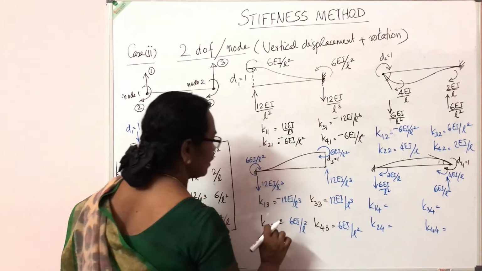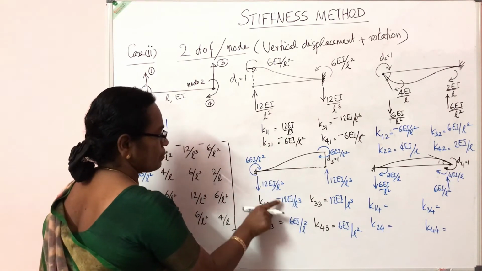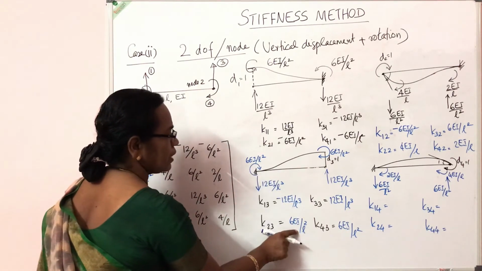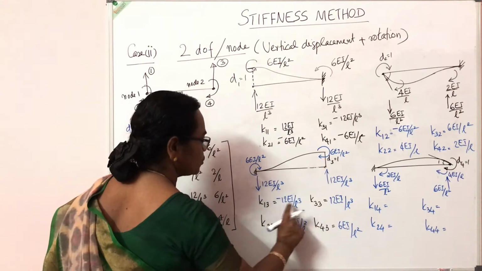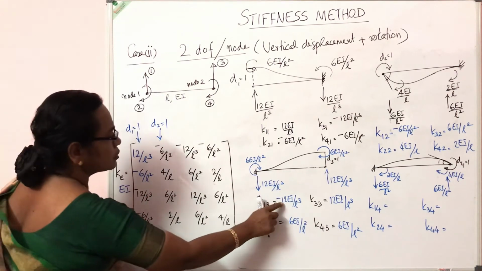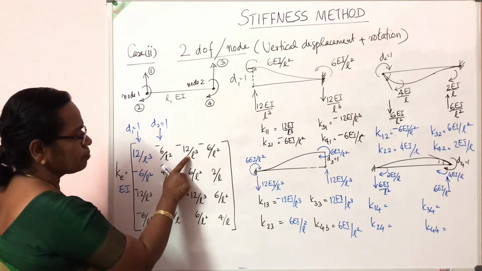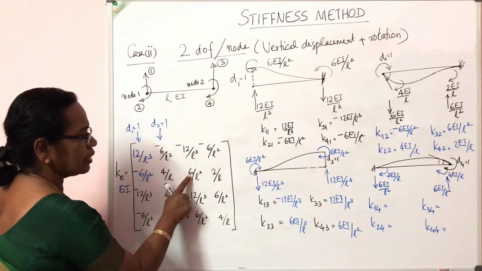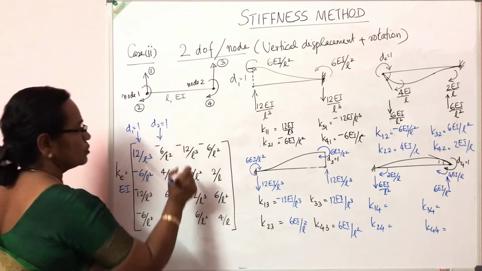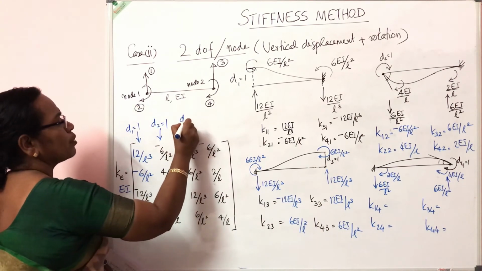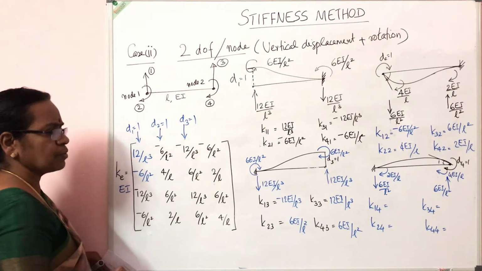So here the values are minus 12 EI by L cube, plus 6 EI by L square, plus 12 EI by L cube, plus 6 EI by L square. So this should be the third column. So the third column: minus 12 by L cube, 6 by L square, 12 by L cube and 6 by L square. So this is the column obtained by applying D3 equal to 1.